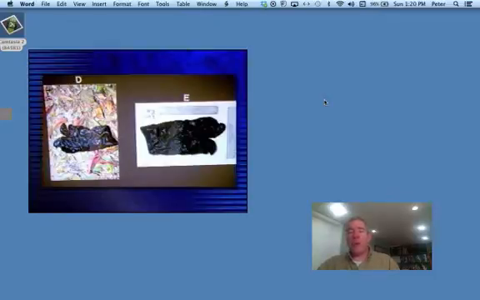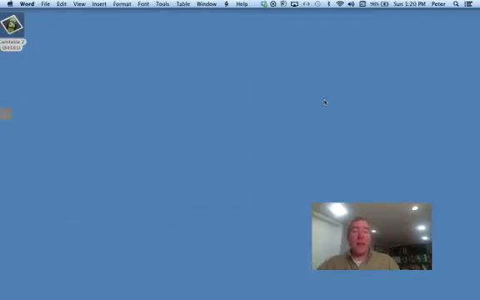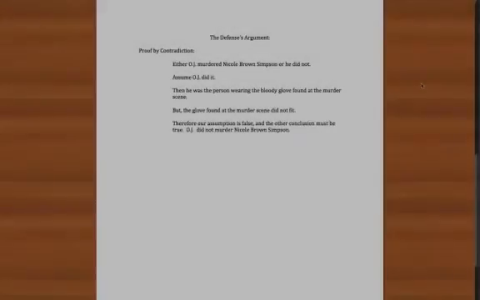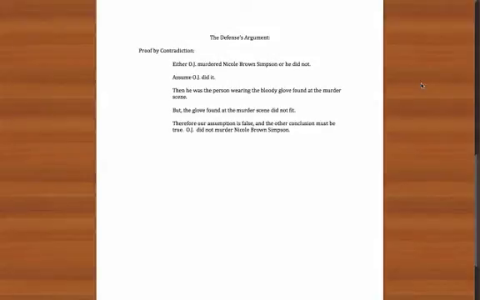So there was a great deal of media attention, and this was one of the main points of the prosecution's argument. The famous retort of the defense was that the glove didn't fit, and if the glove didn't fit, you must acquit. So let's take a look at how the argument might have played out. O.J. Simpson's defense team might have presented something like this in our geometry class.